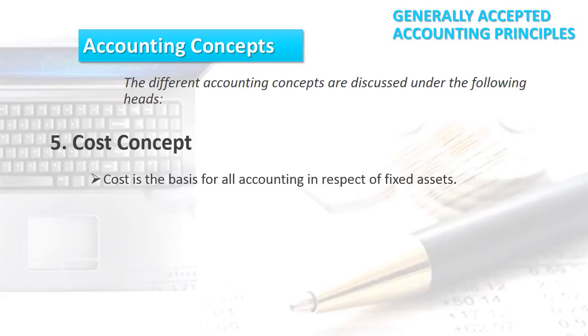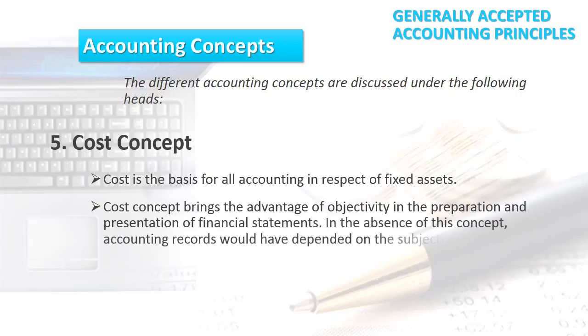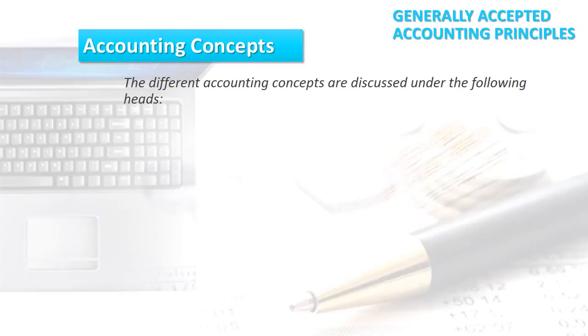Even if the price falls to $80,000, the fall is equally ignored in respect of fixed assets. Cost concept brings the advantage of objectivity in the preparation and presentation of financial statements. In the absence of this concept, accounting records would have depended on the subjective views of the persons. Cost concept is applied to fixed assets only. Current assets are not affected by this concept.